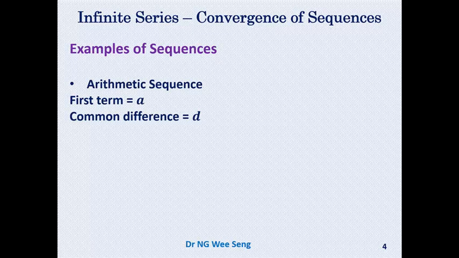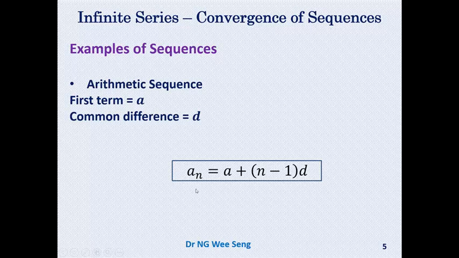We must have learned at least two special sequences. The first is the famous arithmetic sequence. The characteristic of this sequence is the difference between any two consecutive terms is always equal to a constant, known as the common difference of the sequence. And this is a famous formula, the nth term for an arithmetic sequence with first term A and common difference D.